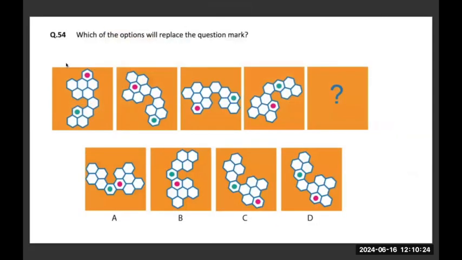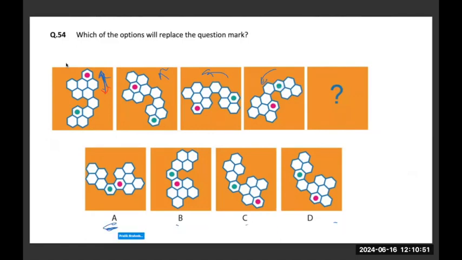Which of the options will replace the question mark? So in this case, what we are also seeing is that the object is rotating, sorry, in this direction. ये फर्दर ऐसे रोटेट हुआ, ये फर्दर ऐसे रोटेट हुआ, ये फर्दर ऐसे रोटेट होगा. सो बी, सी और डी तीनों पॉसिबल है.